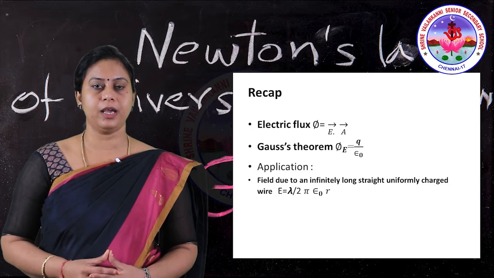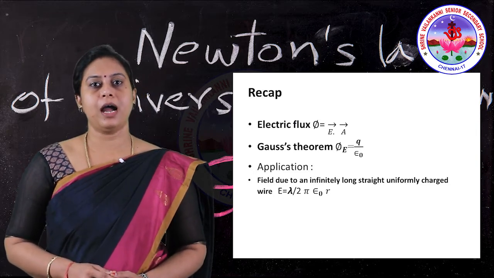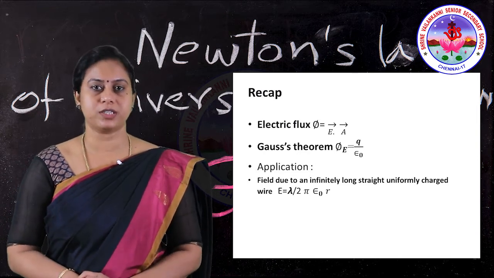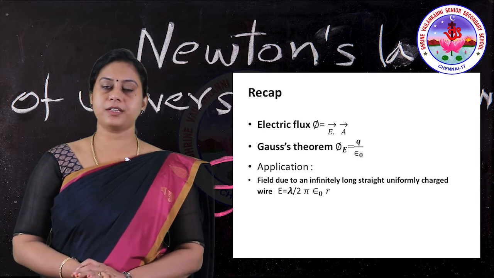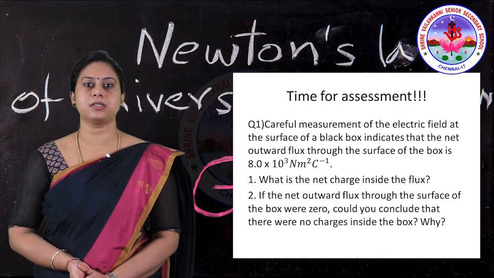And the application, that is the field due to an infinitely long straight uniformly charged wire, E is equal to lambda by 2 pi epsilon naught r, and the electric field is inversely proportional to the distance. Yes, it's time for assessment. We can see the questions one by one.